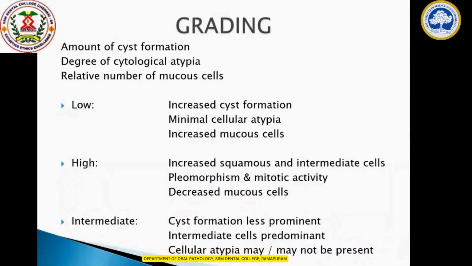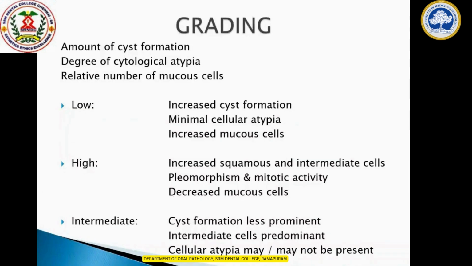Again, the cystic spaces will be lined by either mucous cells, cuboidal cells, or columnar cells. The solid areas will consist of a few mucous cells, and more intermediate and epidermoid cells. So the intermediate cell component will be more in case of the intermediate type of mucoepidermoid carcinoma. That's why it's called an intermediate grade.